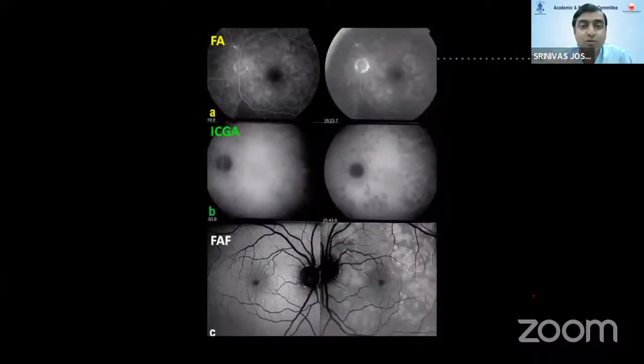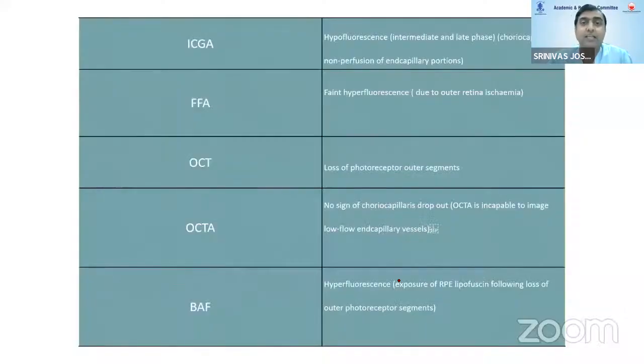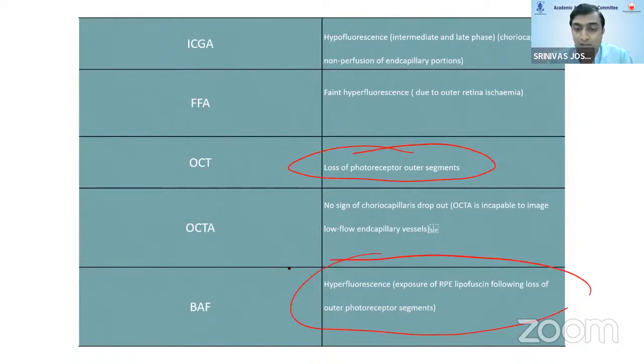So this is again the OCT and ICG and FFA. You can see here the hypocyanescent area, which is increasing in the late phases, and also the corresponding FAF. You can see these areas of hyperfluorescence, which show progression of the disease. So in MEWDS, we see ICG is hypo early, hypo late. In OCT, there is loss of photoreceptor outer segment. However, in AF, we can see hyperfluorescence, this is exposure of RPE lipofuscin following the loss of the outer photoreceptor segment.